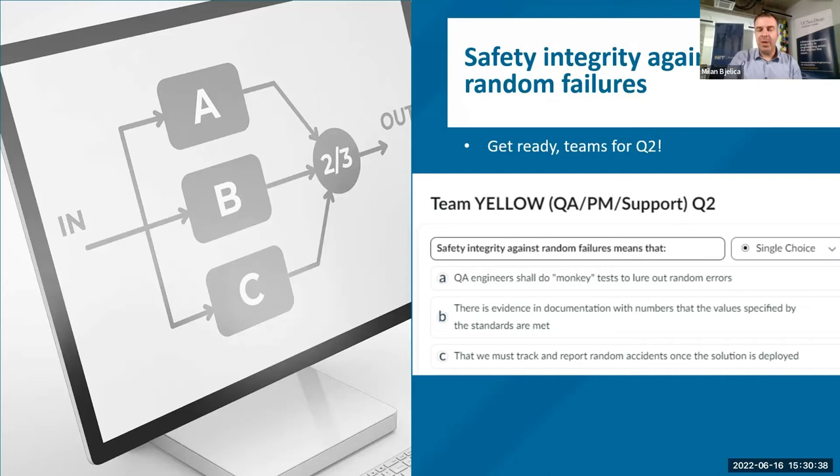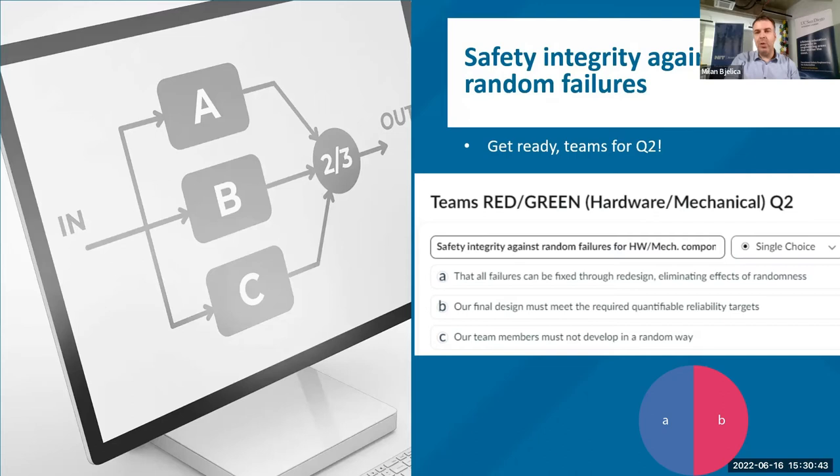So the question was, safety integrity against random failures for hardware mechanical components means that all failures can be fixed through redesign, eliminating effects of randomness. This is exactly what safety integrity against random failures is not about. Instead, it's about that our final design must meet the required quantifiable reliability targets.